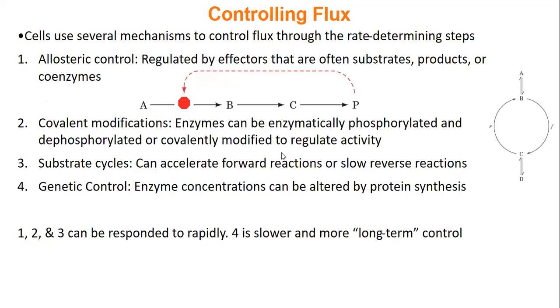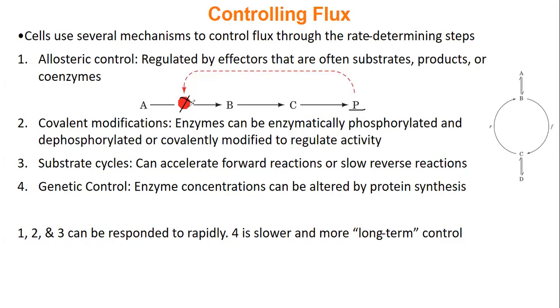Now, how do we control flux? How do we control these far from equilibrium enzymes? We have a few different methods that we're going to see pop up time and time again. The first is what's called allosteric control, and it's very cool how cells have set this up. The idea of allosteric control is that a product that is made further down the metabolic pathway can go and inhibit an enzyme earlier up the pathway.